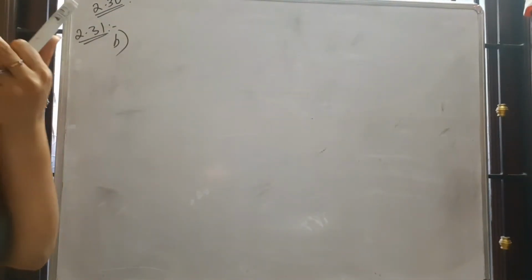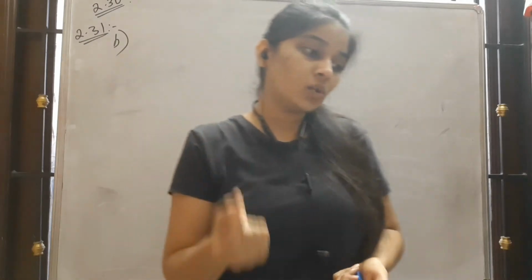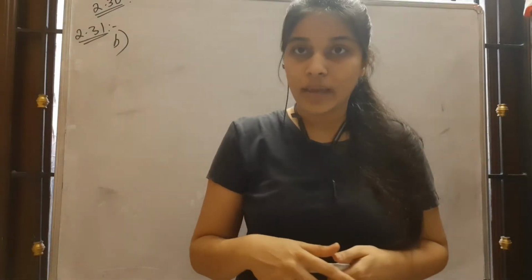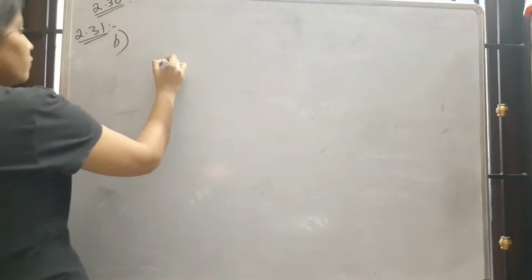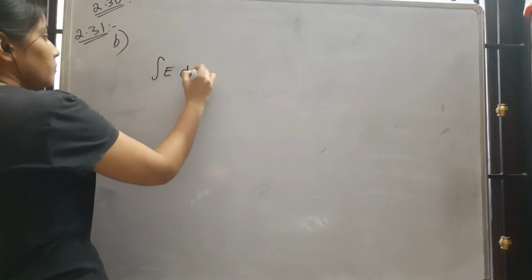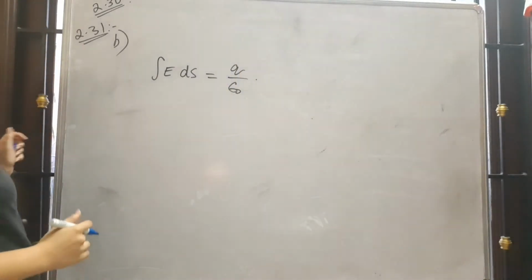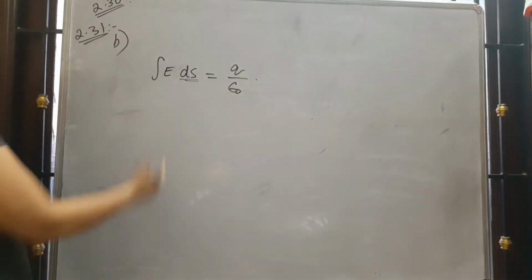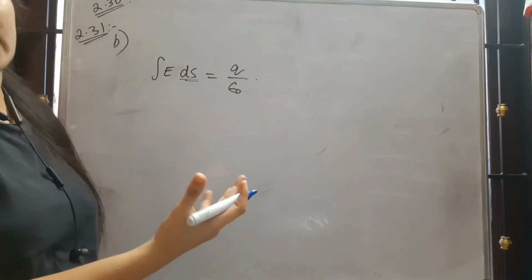The next one asks: if Coulomb's law involved 1 by r cube instead of 1 by r square, will Gauss law still be applicable? In Gauss law, you have the integral of E dot dS equal to q by epsilon naught. This is your Gauss law. Now, what is dS? dS means you are integrating over the area.